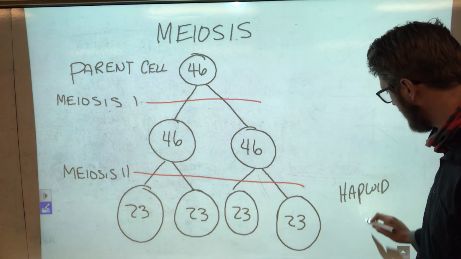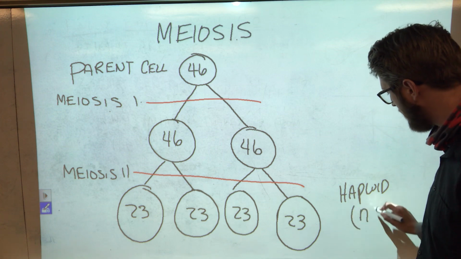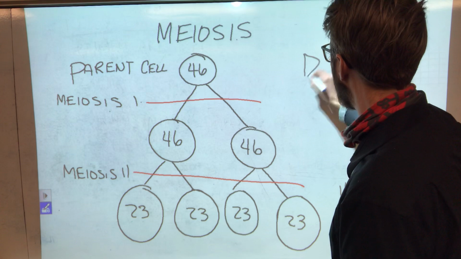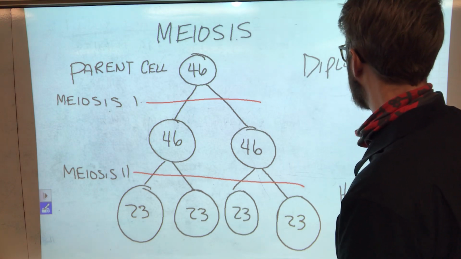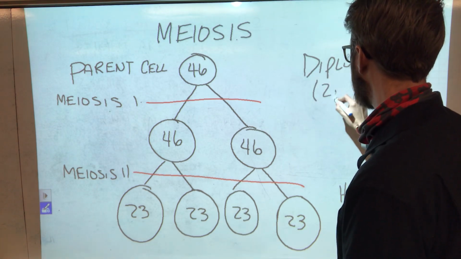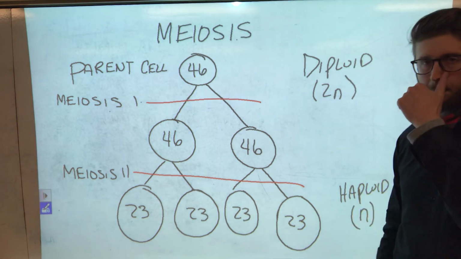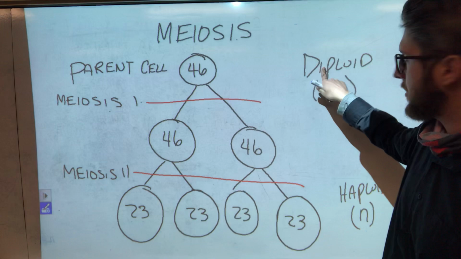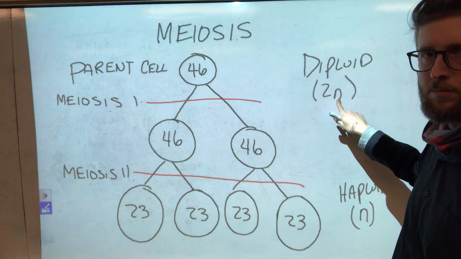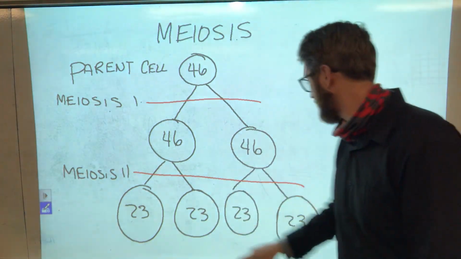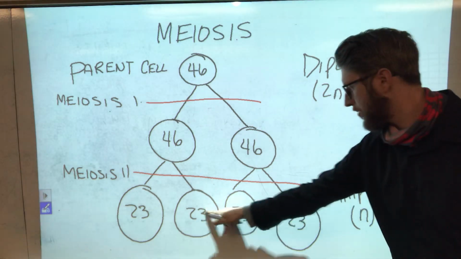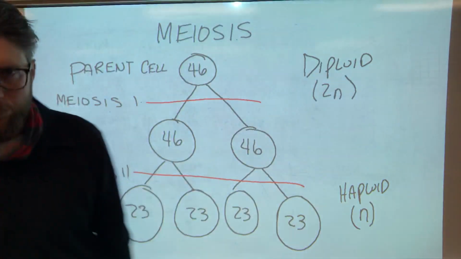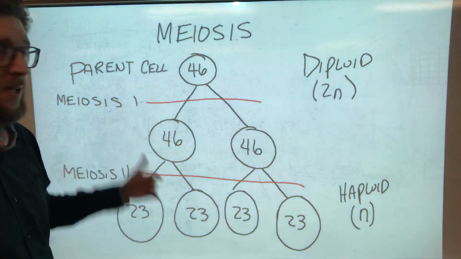Haploid cells. Or you might see it notated as a lowercase n. What you start with is a diploid cell, which you might see notated as 2n. Okay? So 46 is diploid, 2n, and haploid is 23, or just n, just one n. Okay? So that's meiosis.